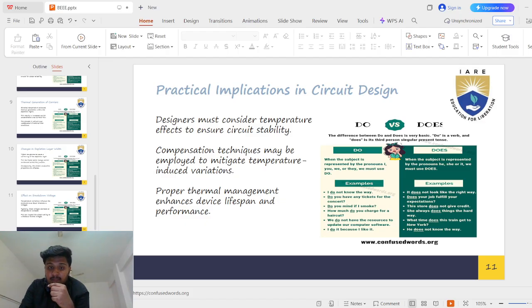To prevent this, engineers use temperature compensation techniques. This can include adding extra components that adjust the circuit automatically as temperature changes, choosing materials that are less sensitive to heat, or designing circuits that naturally balance out temperature effects.